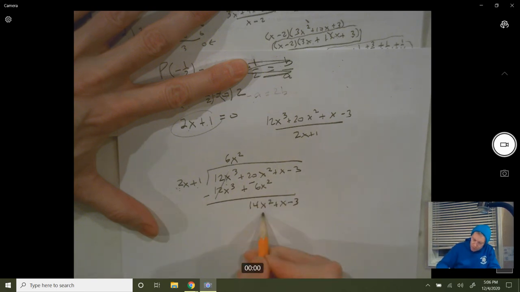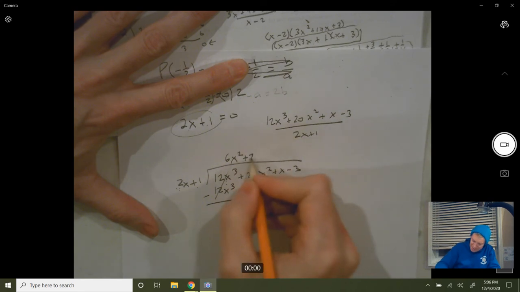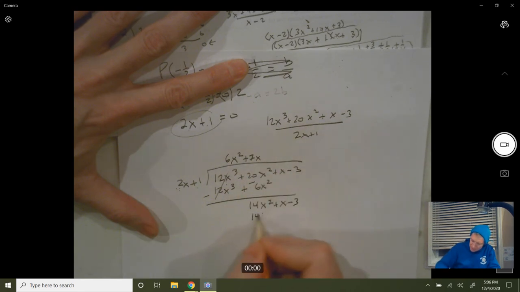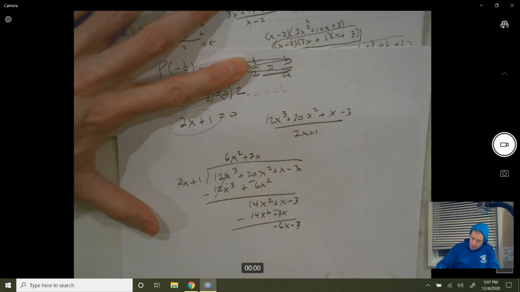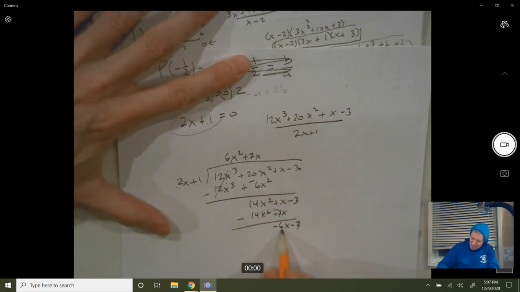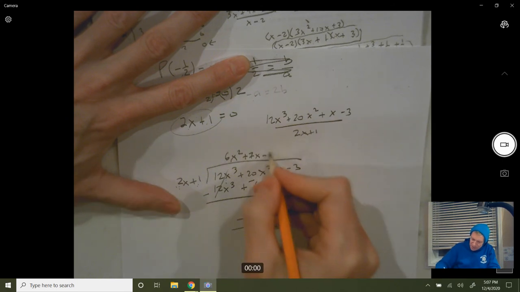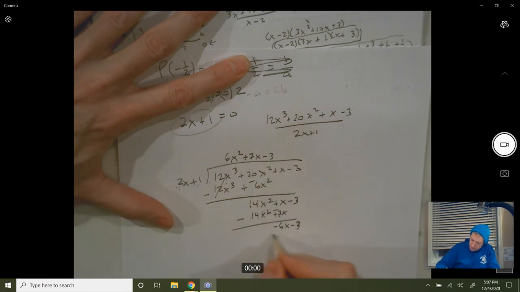2x goes into 14x squared 7x times. 7x times 2x is 14x squared, and then 7x times 1 is plus 7x. Subtract, subtract. We get minus 6x minus 3. 2x goes into negative 6x negative 3 times. So negative 3 times 2x is negative 6x, negative 3 times 1 is minus 3. And you get 0, because you're subtracting a negative.